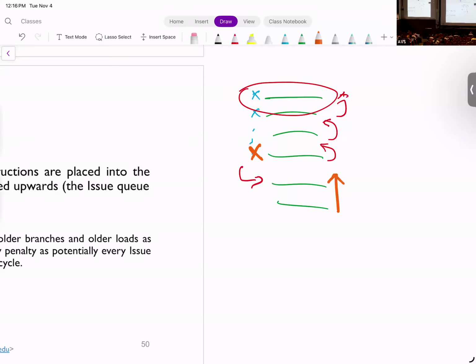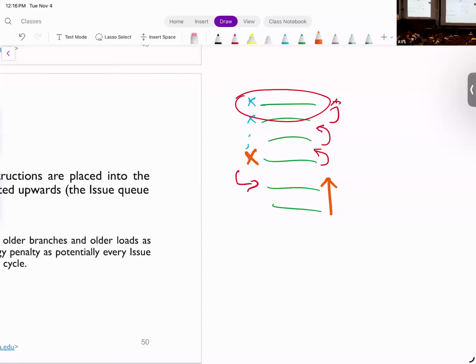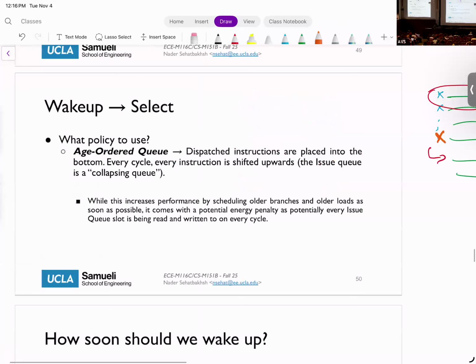So wherever we pick something, we shift everything below it upwards. This will guarantee that everything will be ordered based on their age, right? And when I say age, keep in mind that age is not necessarily the PC, because, for example, if you have a backward loop, this instruction might be older than this instruction, right? So age and order is not necessarily the same. Like a PC order and age, not necessarily the same thing. You might have instructions that have higher PC but are older than the previous instructions. So keep that in mind as well, that these are two separate things, okay?